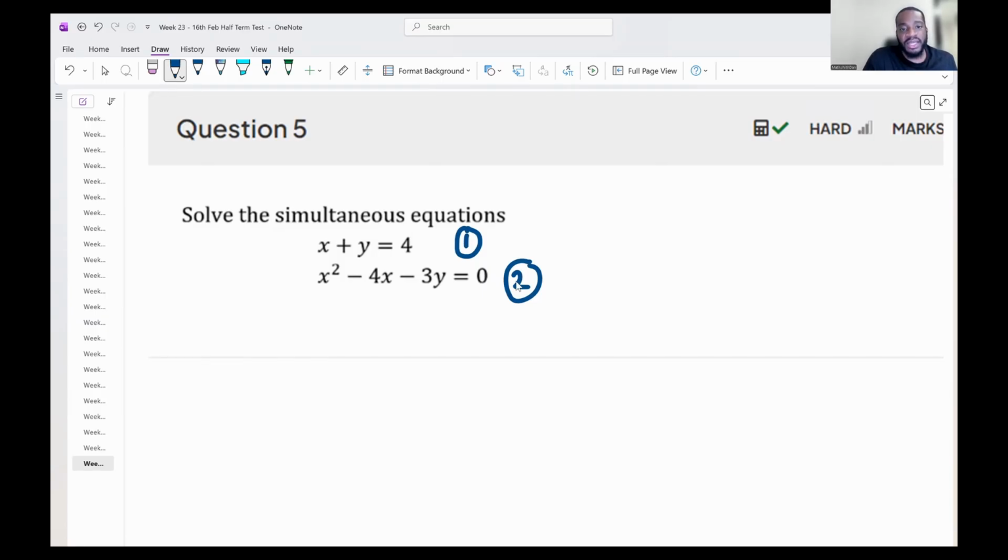Fantastic. Number one is quite clearly. Thank you very much, guys. Brilliant. Okay, so this is the linear equation. The quadratic equation is x squared minus 4x minus 3y is equal to 0. Okay, because obviously we've got a square there. Now, let me write, we always sub the linear into the quadratic to solve it.